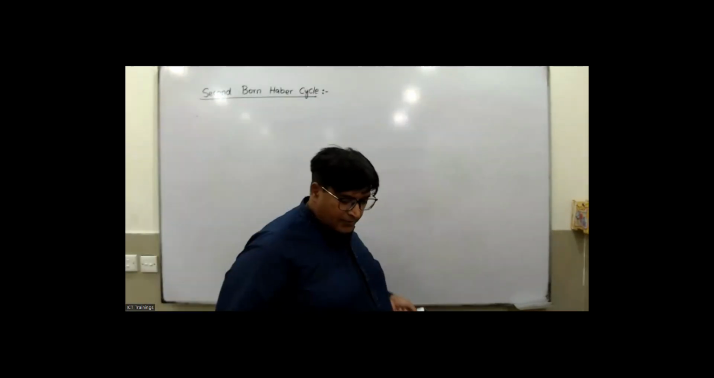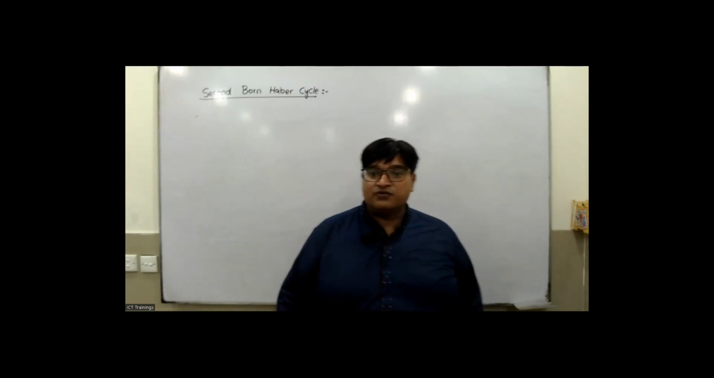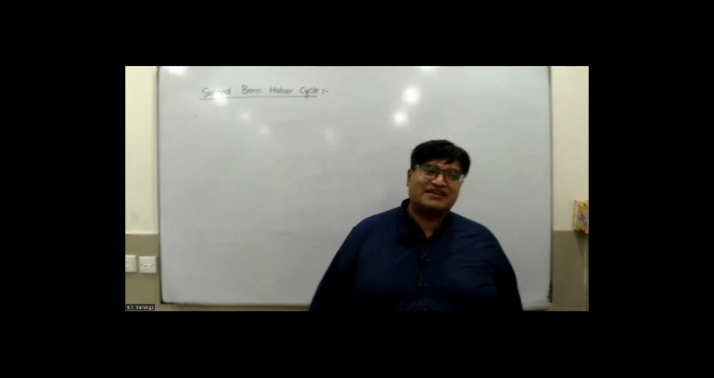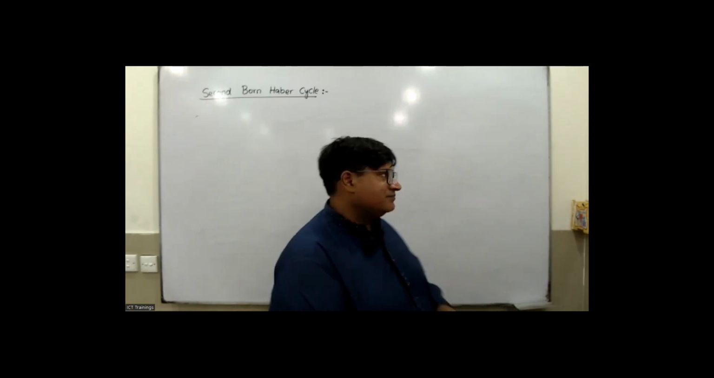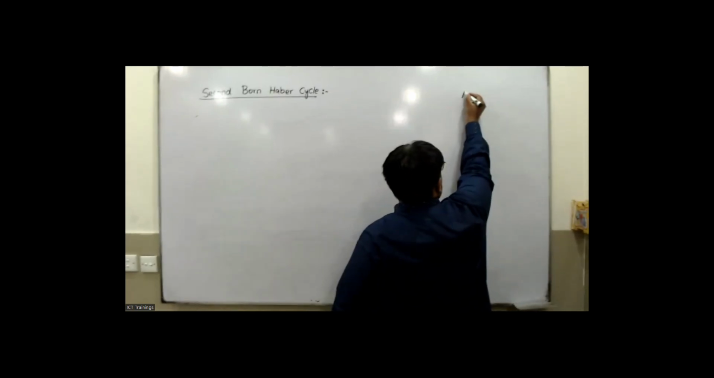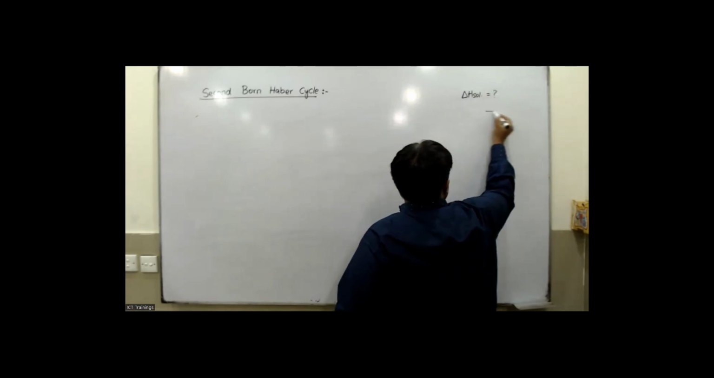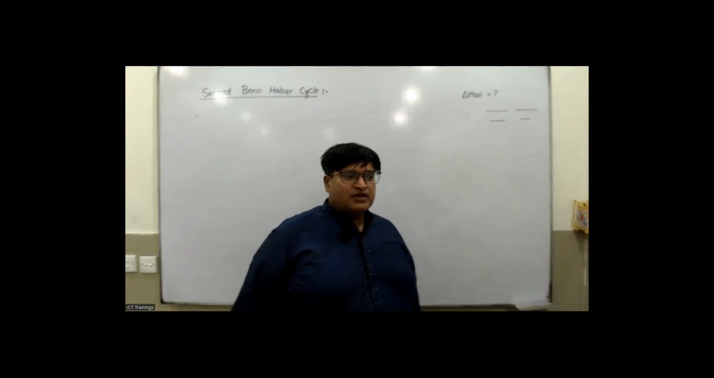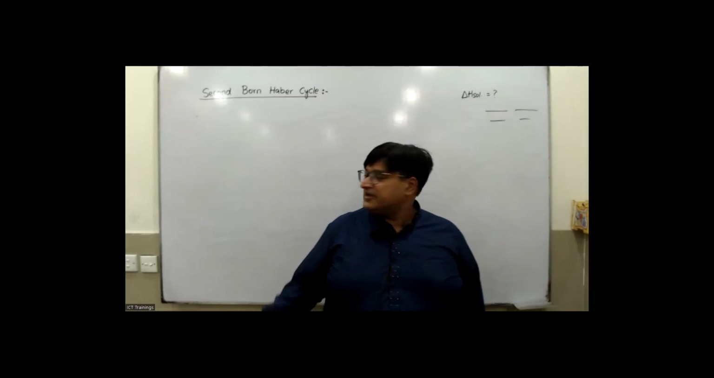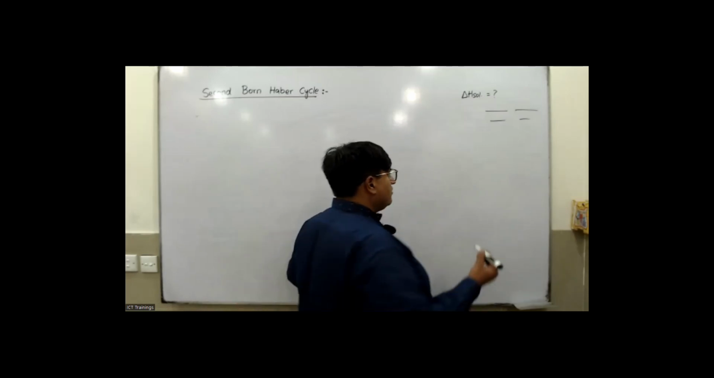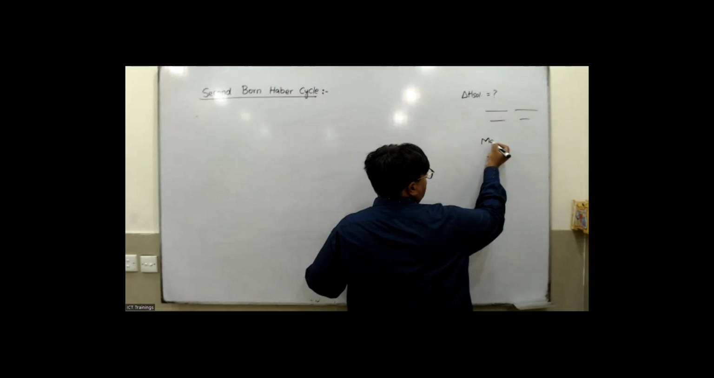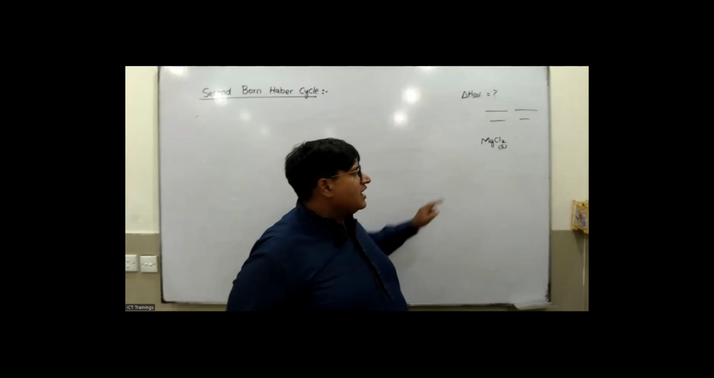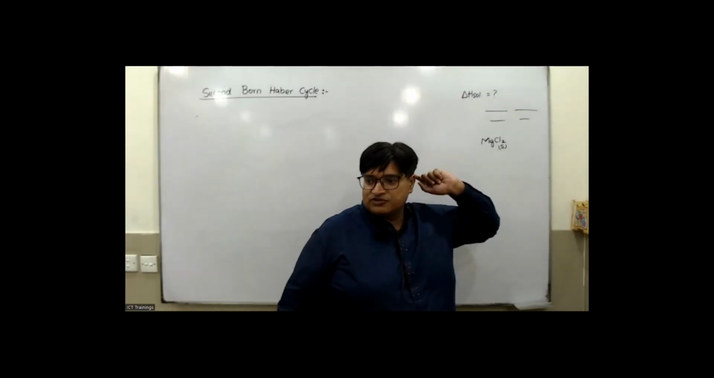Okay, guys. Now we are going to discuss the second Born-Haber cycle. In the second Born-Haber cycle, you are being asked to find out the enthalpy change of solution, and some of the values are given in the question. Everybody just look up here: I have a compound, MgCl2. This is the solid, the ionic compound. I want to find out its enthalpy change of solution.